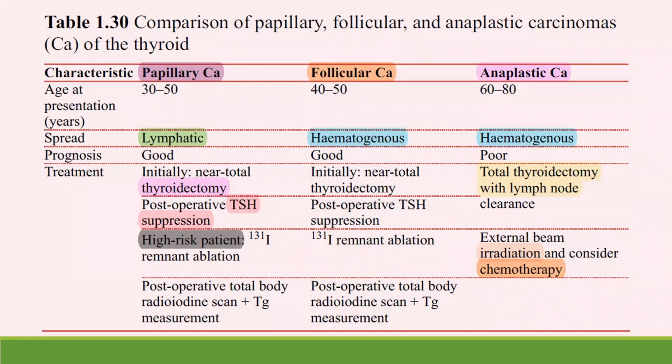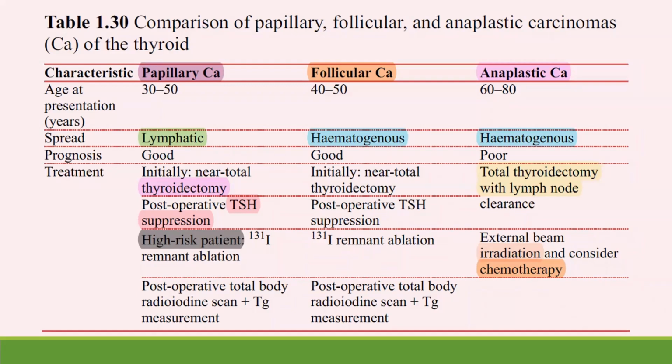So how to treat papillary and follicular cancer? Total thyroidectomy, TSH suppressive therapy by thyroxine, as a suppressive therapy, not replacement therapy, a high dosage of thyroxine to suppress TSH, and also radioactive iodine ablation to ablate the remnant part of thyroid tissue. And then the follow-up is usually by post-operative total body radioiodine scan, which is a whole body scan with thyroglobulin measurement in both follicular and papillary differentiated thyroid cancer.